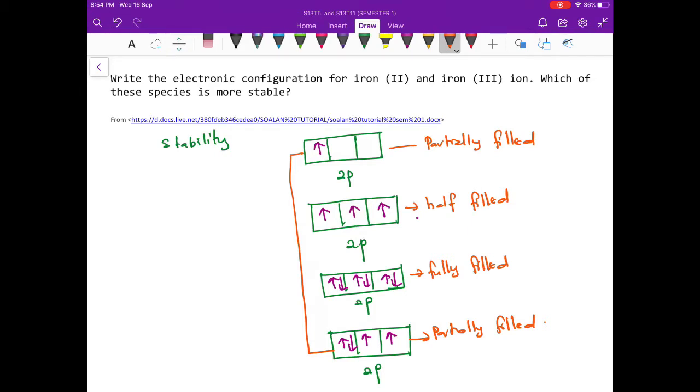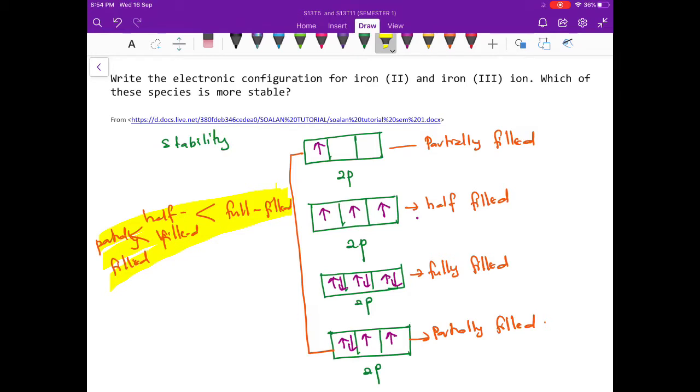So in terms of the stability, the most stable is full fill. The second one is half fill. And the least stable is partially fill. Right? So when we want to explain the stability, always refer to this factor. Alright, so let's look at the question.